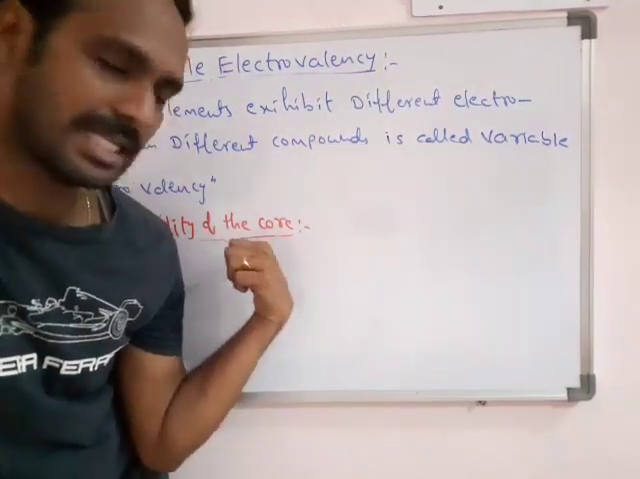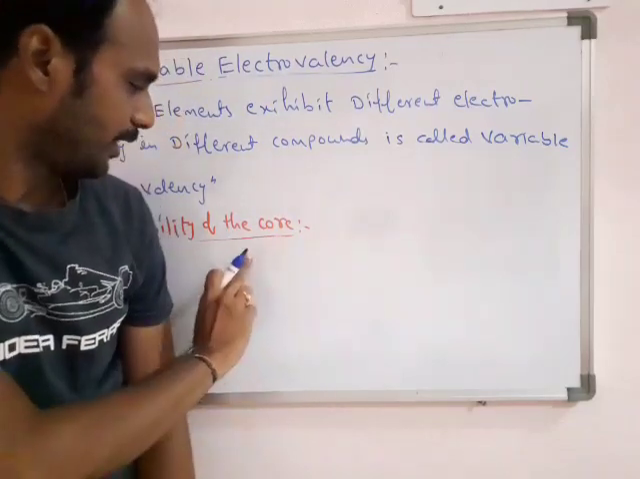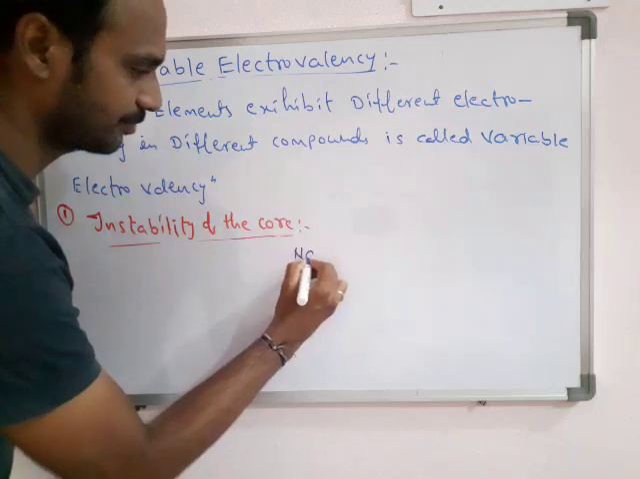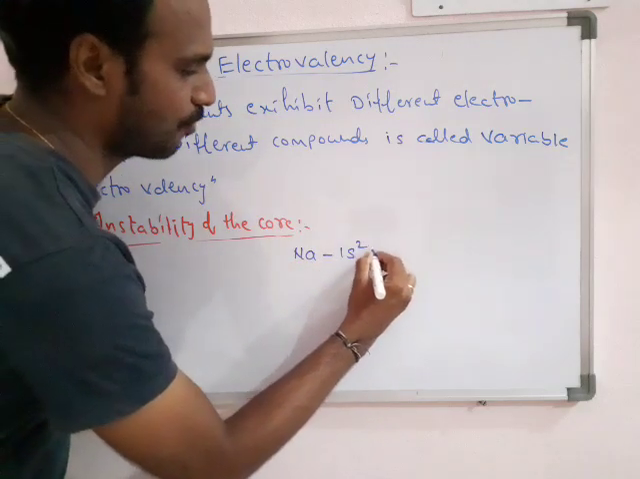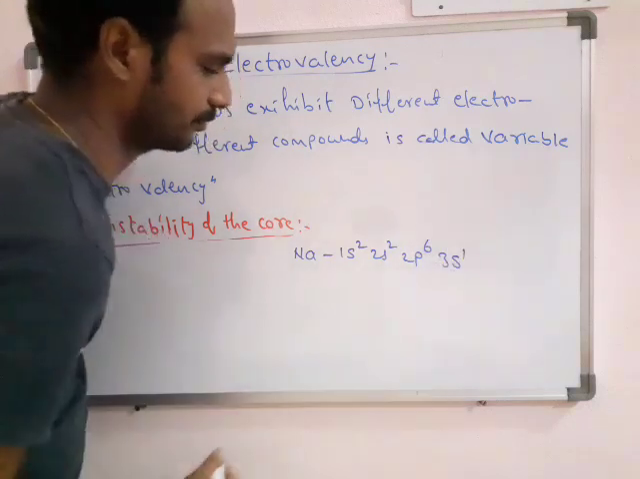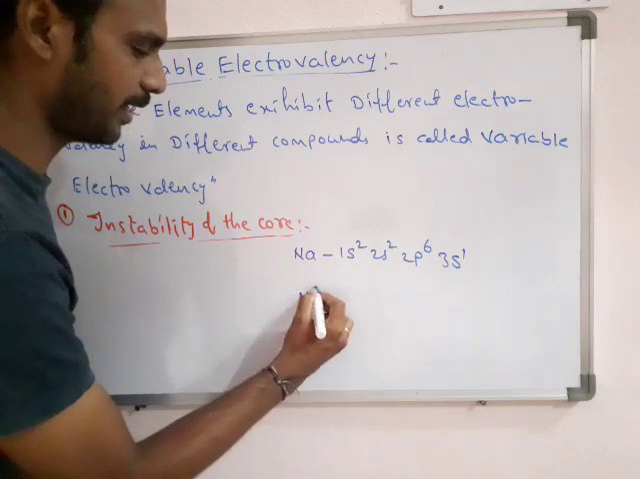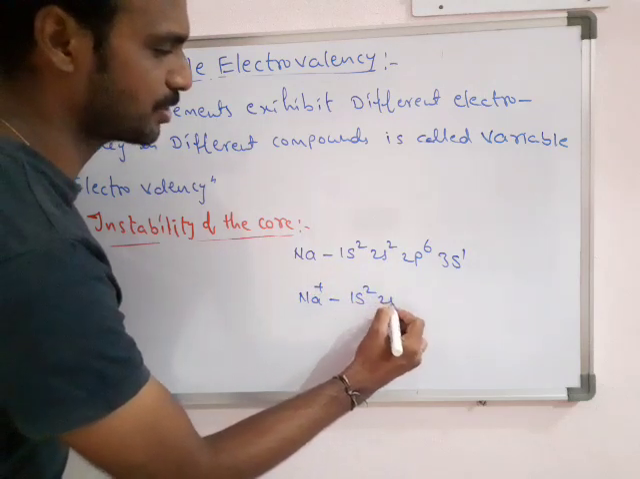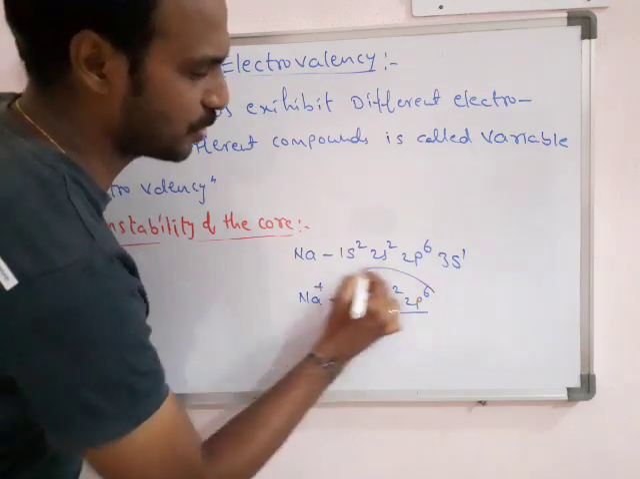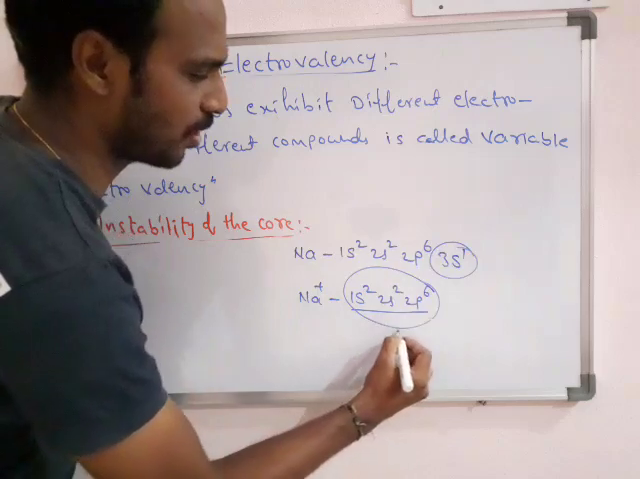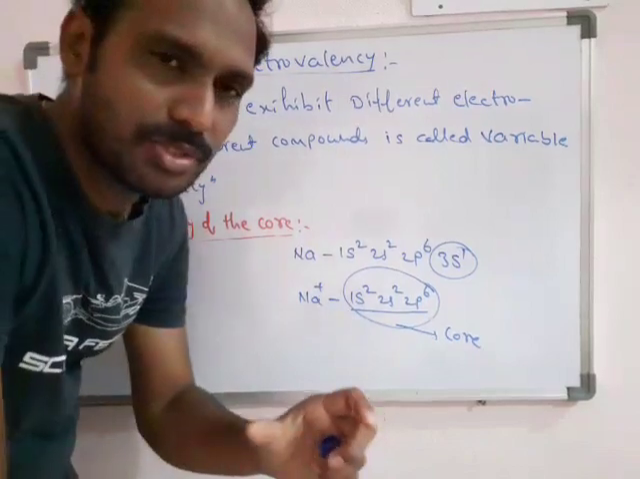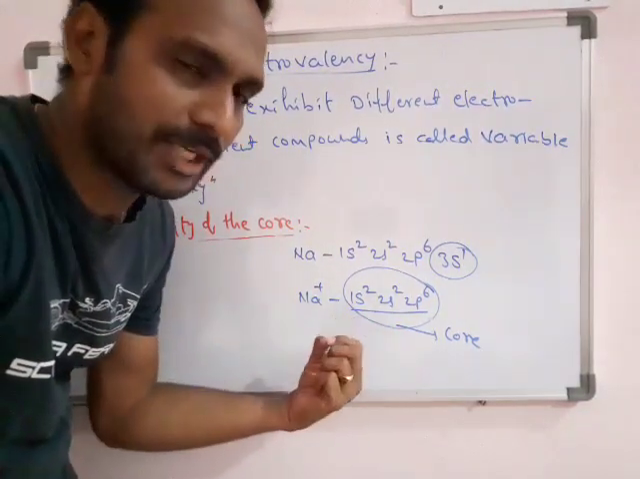Instability of the core. Instable means nothing but unstable. For example, sodium: 1s2 2s2 2p6 3s1. If it loses one electron, then it becomes 1s2 2s2 2p6. It is perfectly stable. After losing that valence electron, the remaining part is called the core.